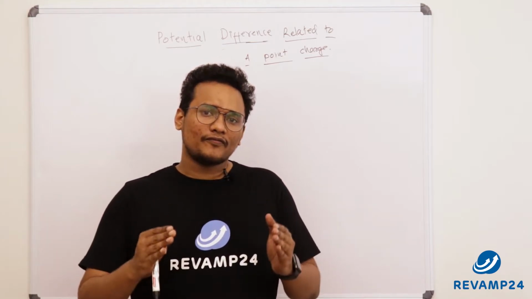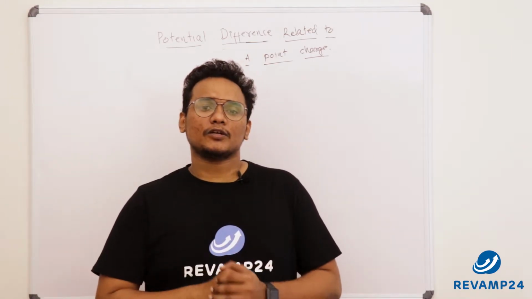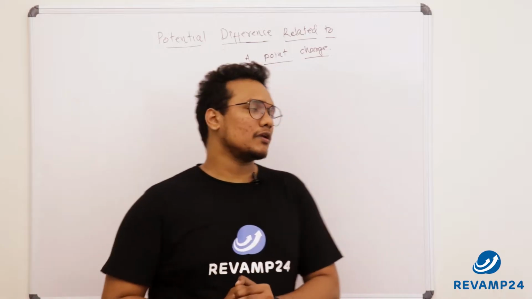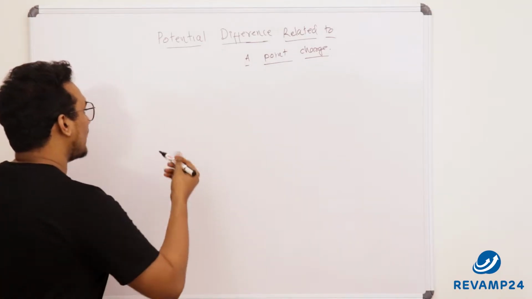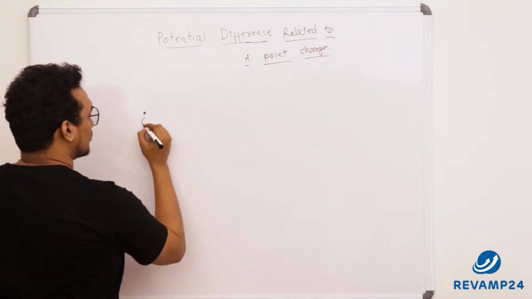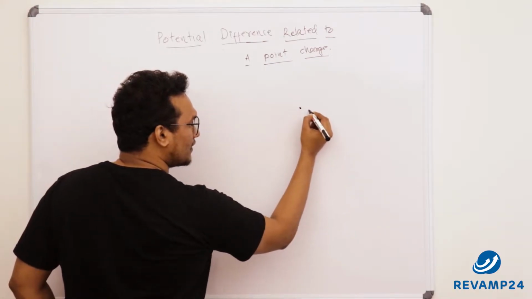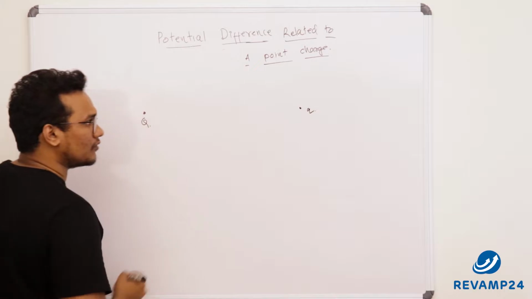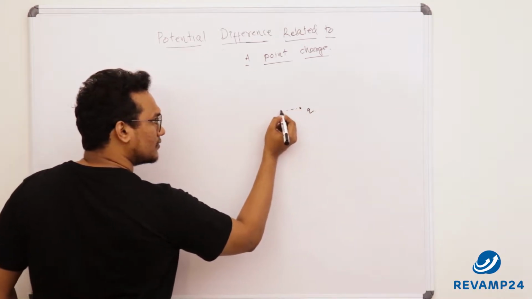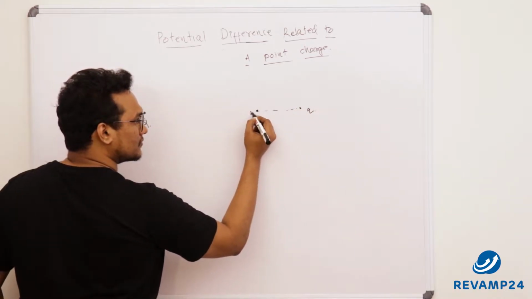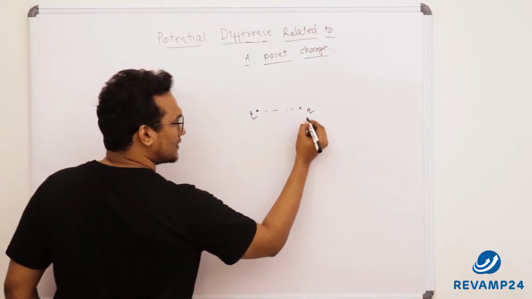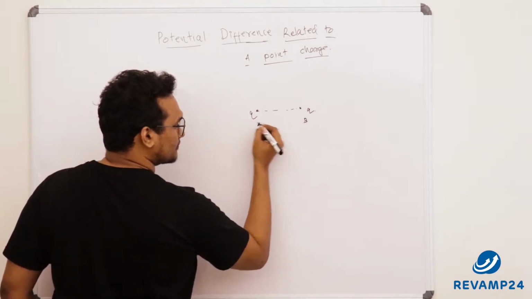Now we will find the potential difference related to a source charge. What do I mean by that? Now I have a source charge here, Q, and with respect to this I am moving another charge, small q, from a position to a different position. So let's say that is from B to A.